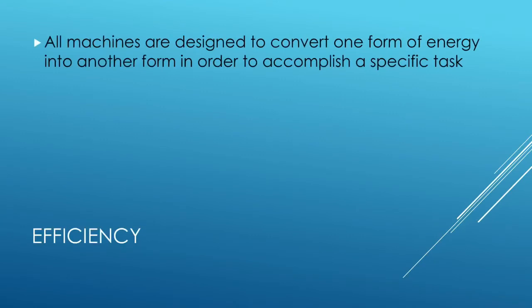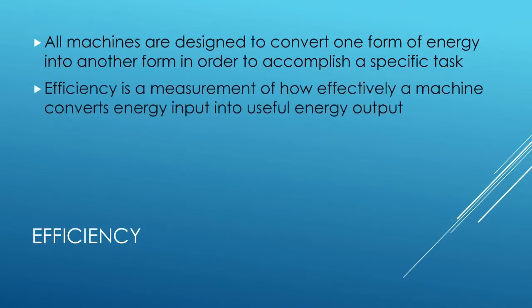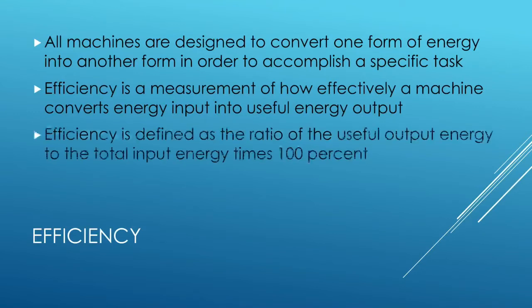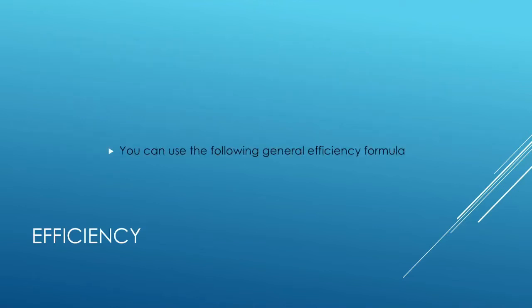All right, so remember that machines are just designed to convert one form of energy to another to accomplish a specific task. So efficiency is just measuring how well it accomplished that task. How much of the energy we put into it went towards accomplishing that task, and any of the energy that didn't accomplish that task is known as waste energy. Okay? So it's really that ratio between the useful output energy and the total input energy, and then we make it into a percentage, so we multiply it by 100%.